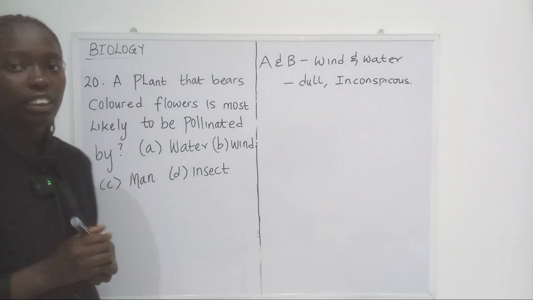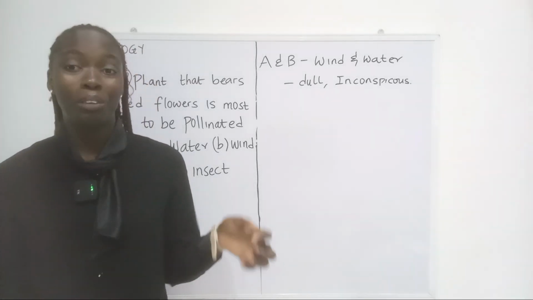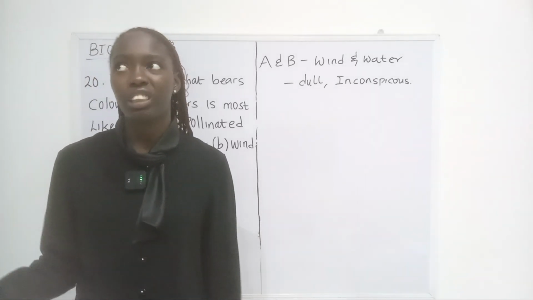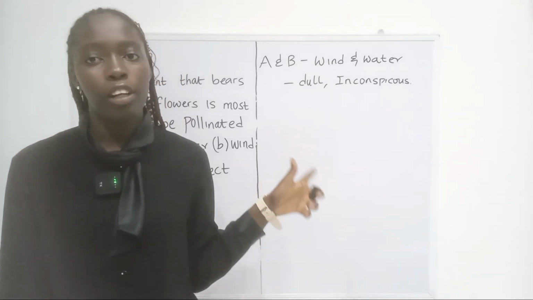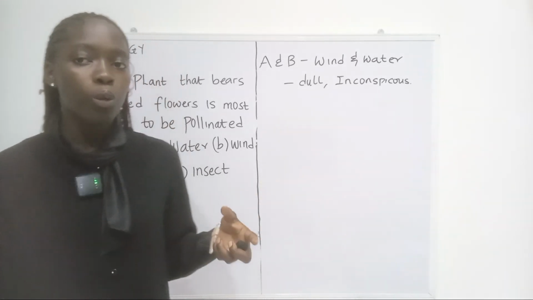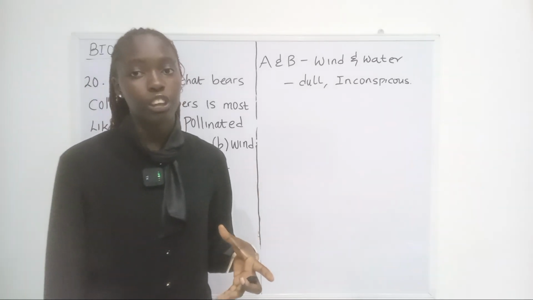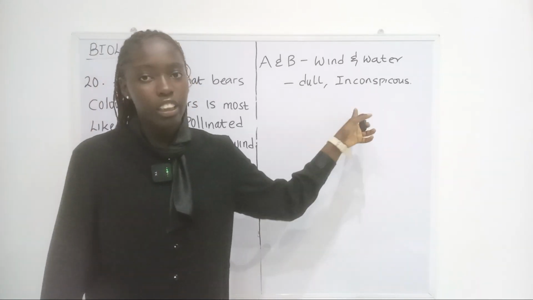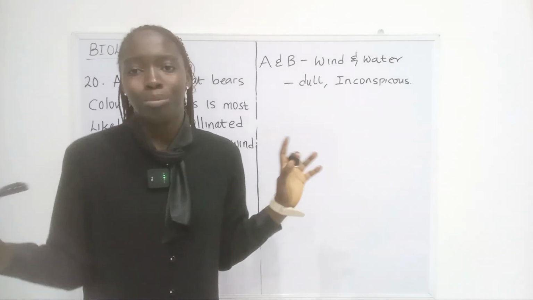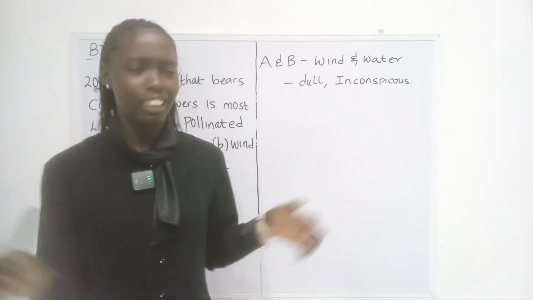So plants pollinated by wind and water, they don't have to be bright and colorful, because wind and water are abiotic, they don't have life in them. They're not going to look at, oh, this flower is more beautiful than this. So the most common characteristics of plants pollinated by wind and water, they are usually dull, inconspicuous. That means they are not too obvious, they are not out there like that.